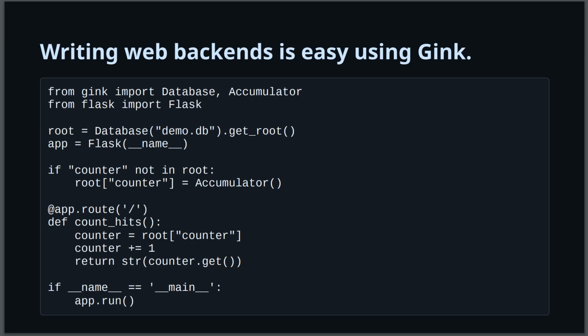One of the nice things about having a file-based system is that it's pretty easy to write web backends. Here's a simple hit counter that's put together using the accumulator container. I'm creating an accumulator, assigning it to the counter in root, and then every time there's a hit, it just gets that counter out, adds one to it, and then returns what the current value is.